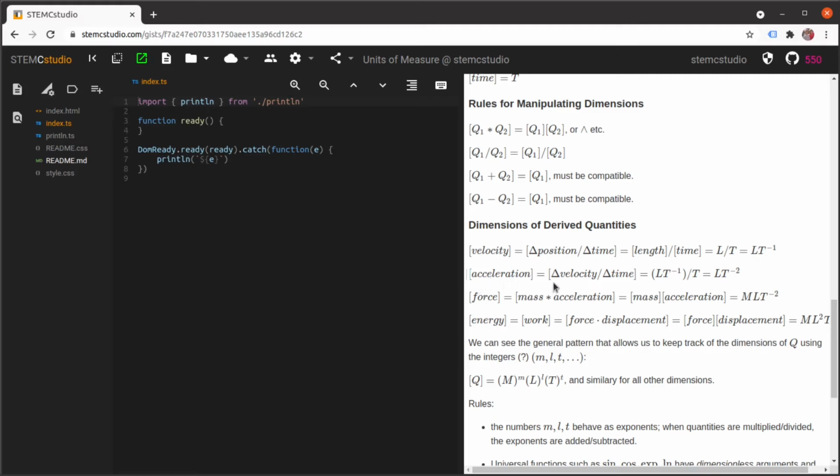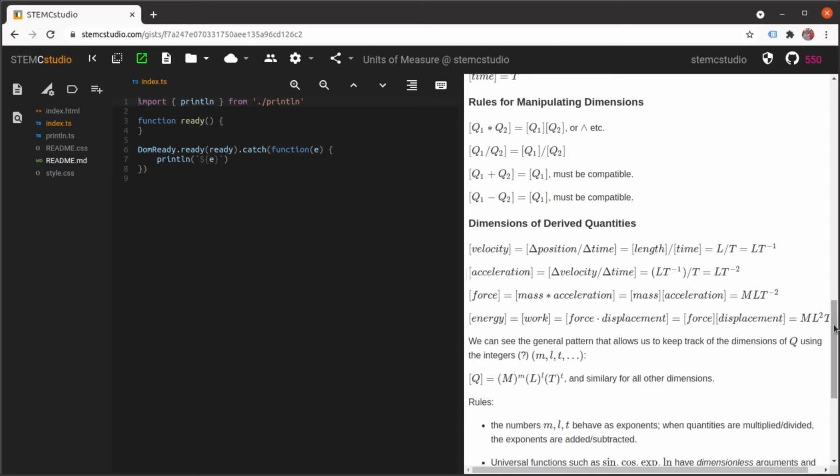Similarly, acceleration is change in velocity over change in time. Now we can use the fact that we know what the change of velocity is, it's LT to the minus 1. So we can plug that in there, divided by capital T, and we get LT to the minus 2. And we can just keep on going like this. We can define force as mass times acceleration. That's the dimensions of mass multiplied by the dimensions of acceleration. We know what both of those are, and so forth.